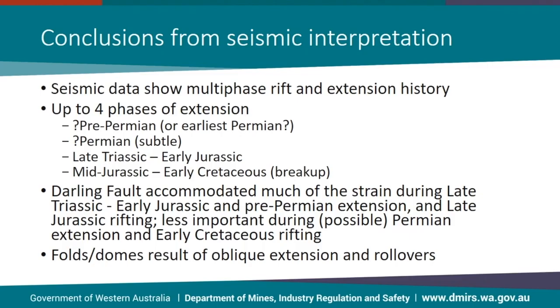The Darling Fault accommodated much of the strain during the late Triassic to early Jurassic and pre-Permian extension phases, as well as during late Jurassic rifting. It appears to be less important during the possible Permian extension and during the early Cretaceous rifting that led to breakup.